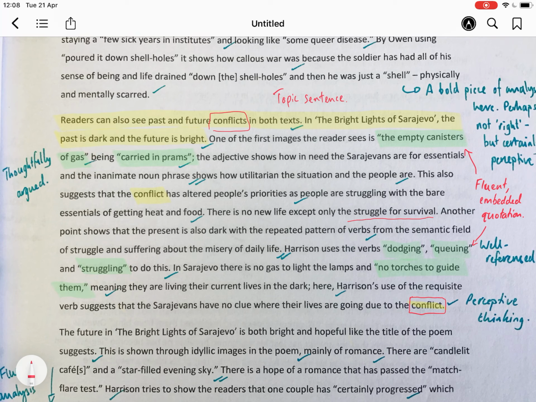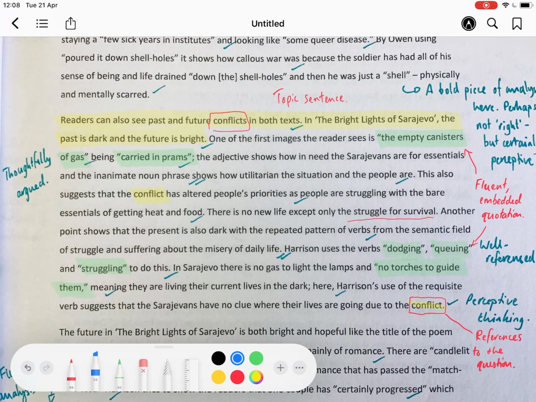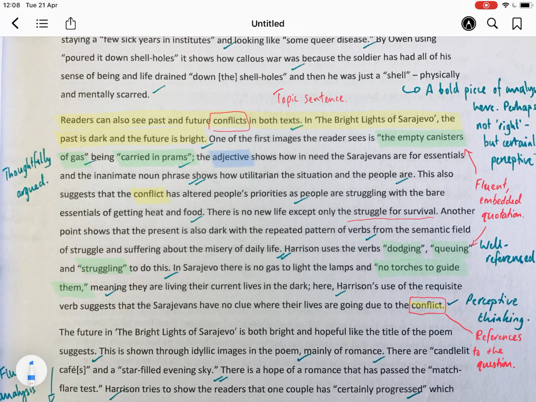We've also, let's just make this very clear, had frequent references to the question, frequent, fluent, embedded quotation. Now, what else do they do that is fairly successful? Let's look at the words adjective, inanimate noun phrase. So empty canisters of gas is what we call a noun phrase, because in it is a simple noun and it's done in a whole phrase.